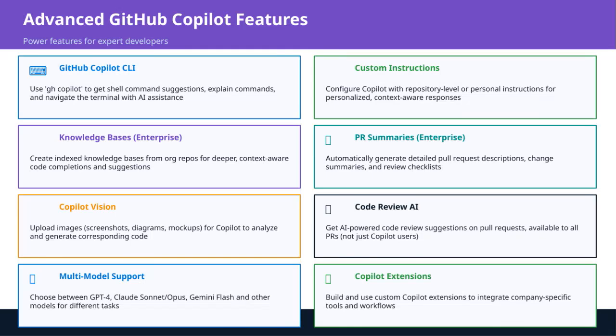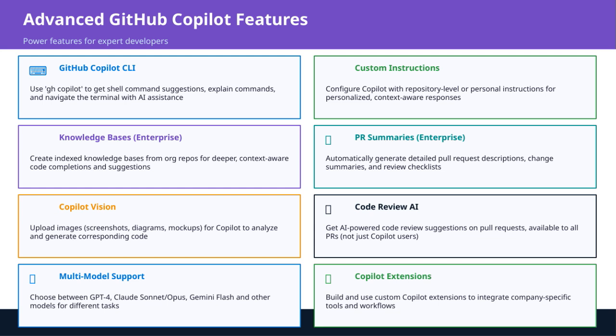Now, let's delve into some of the advanced GitHub Copilot features designed specifically for expert developers to enhance productivity and collaboration. First, the GitHub Copilot CLI allows you to interact directly from your terminal using the Copilot command. You can get shell command suggestions, explanations, and even navigate your terminal more efficiently with AI assistance, making your command line experience smarter. Next, custom instructions let you tailor Copilot's behavior by setting repository level or personal guidelines. This means Copilot provides personalized, context-aware responses that better fit your specific project needs.